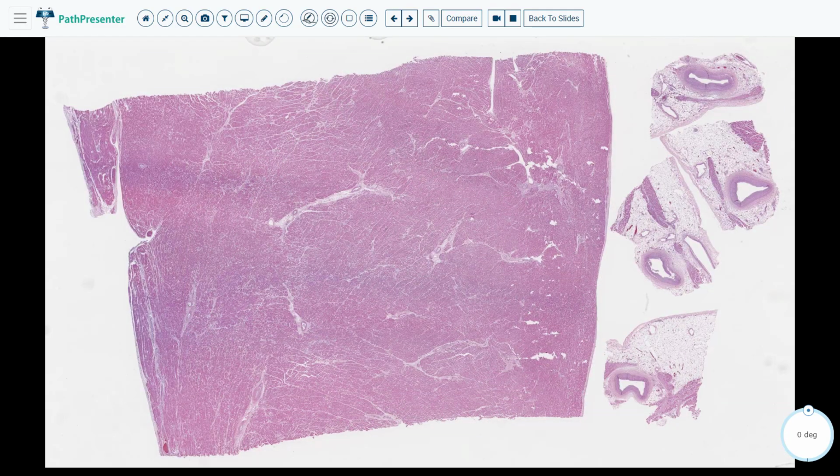This slide is normal interventricular septum. The purpose of this slide is to compare to the next case. You can, of course, see normal endocardium here on the left and normal endocardium here on the right. This is, of course, interventricular septum. Let's take a closer look right here.